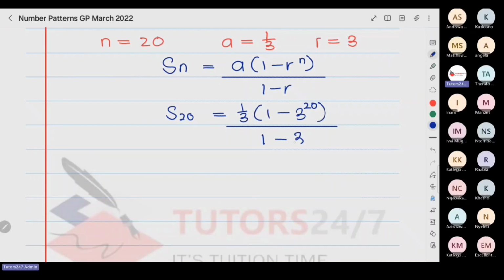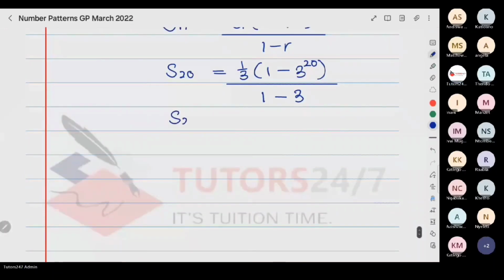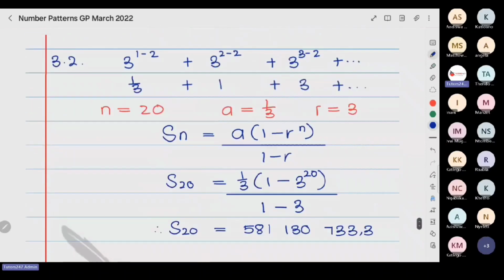So let's see, 1/3 into 1 minus 3 to the power 20, all over 1 minus 3. That gives me quite a large number. So it is going to be 581,130,733.3. So it is quite a big number. And that is question 3.2.